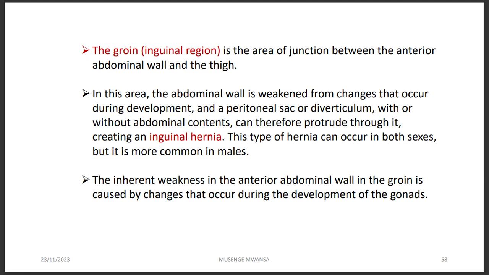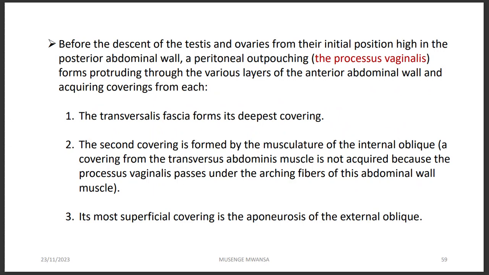So the inherent weakness in the anterior abdominal wall in the groin is caused by changes that occur during the development of the gonads. Before the descent of the testes, you know that when the testes and the ovaries are developing, they develop on top, in the abdominal region. Then they start going down, so for them to reach down, they have to pass through this region.